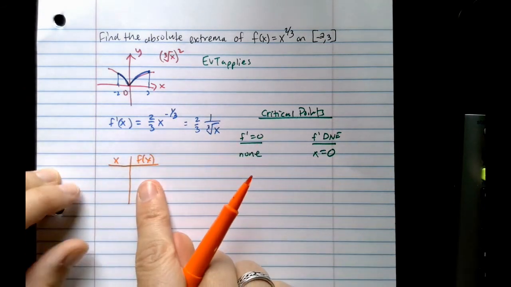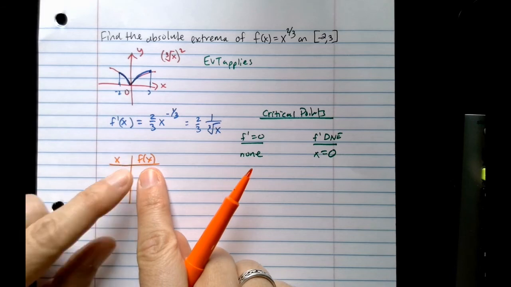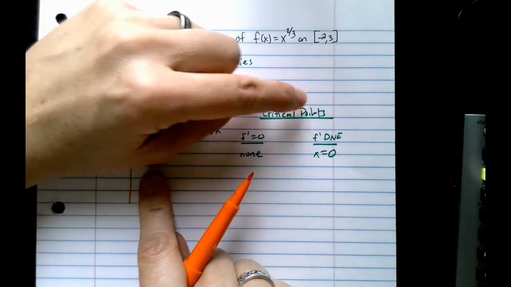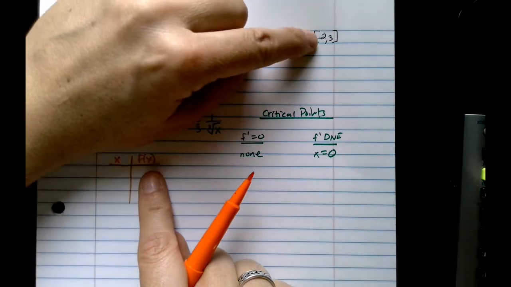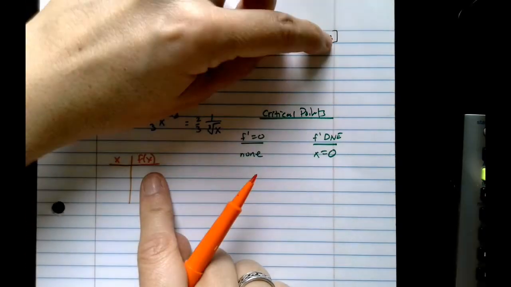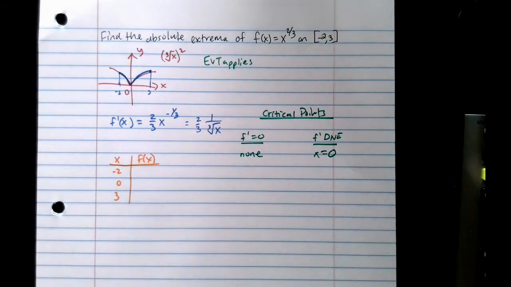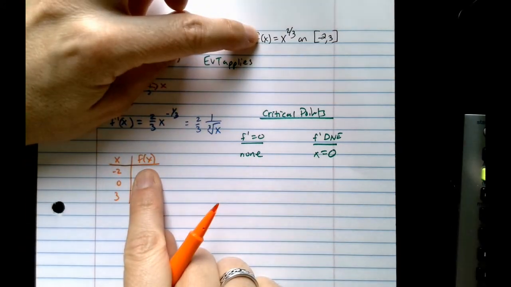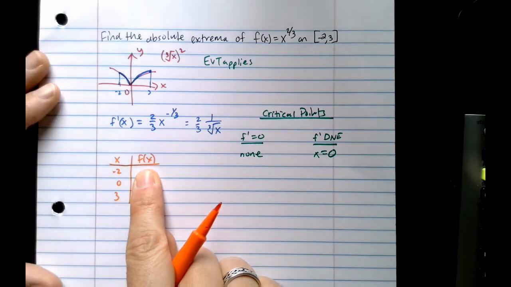When you make your table, you're representing your function. So your x values are going to be your endpoints and any critical points you find. So list them numerically. So -2, then 0, then 3. Now what I'm going to do is evaluate my f of x, which is the original problem up here, at these values.